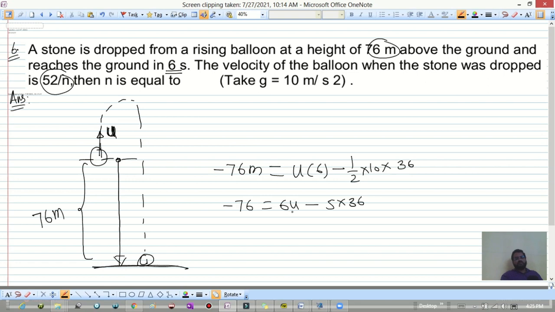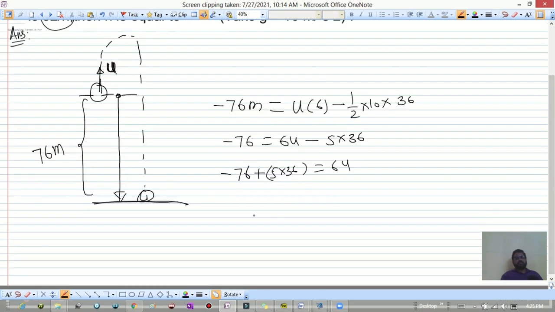Now we can take 6 common. So minus 76 plus, no need to take 6 common, plus 5 into 36 is equal to 6u. So 6u is equal to, what is this? 5 6s are 30, 5 3s are 15, 18, 180 minus 76. So u we have is 104 divided by 6, and that is 52 divided by 3.